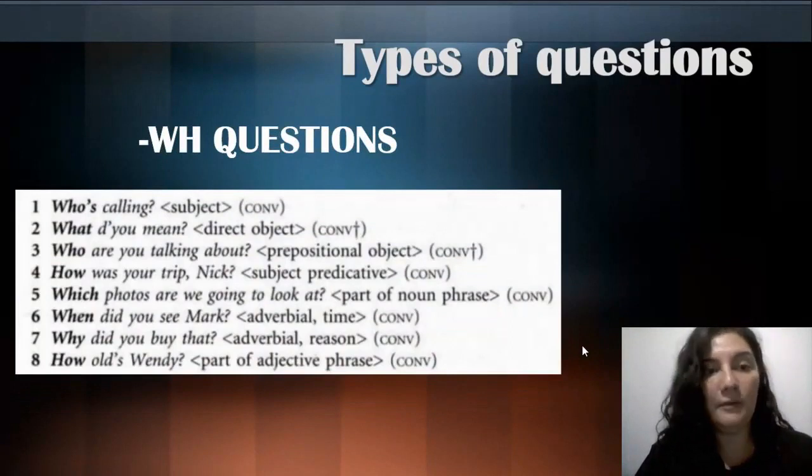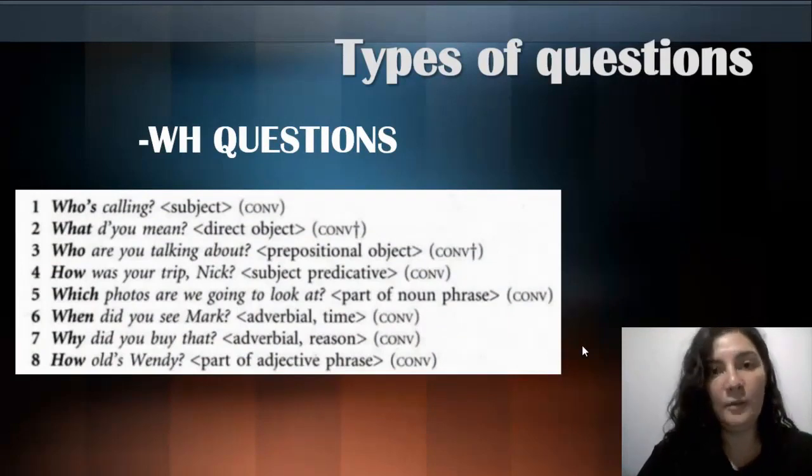See that all of them begin with the WH word, and these are also called open-ended questions because they do not require a yes-no answer. They need more information than a yes-no answer. WH questions are used to elicit information from the addressee, to ask for information, and they elicit a missing element in a clause.